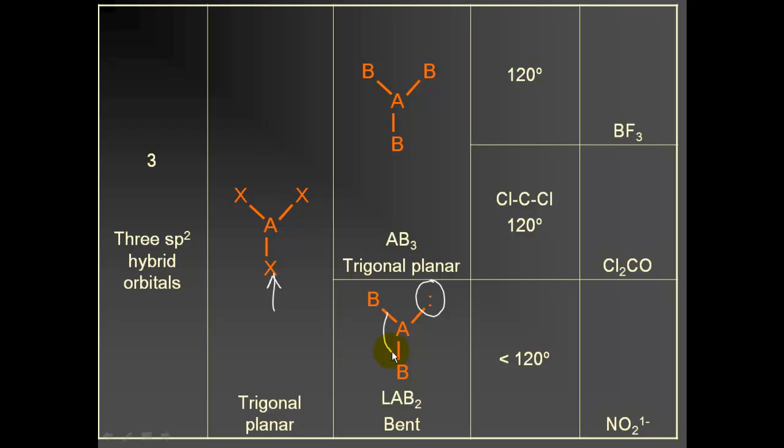Because what happens is the electrons here will push down on the other bonded elements and kind of squeeze them together, reducing that bond angle size. So this bond angle here is less than 120, but the bond angles here are 120. Examples of that would be BF3, which is a part of your lab that you did, Cl2CO, and the bent example here would be our nitrite ion. And a lot of these examples are ones from your lab, so I'm not going to draw them all out.